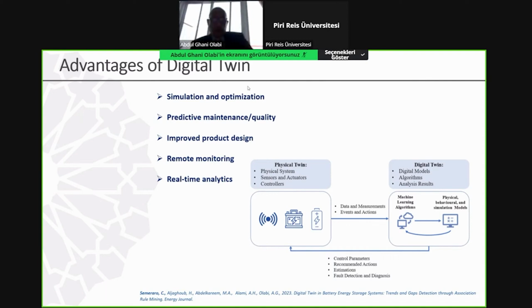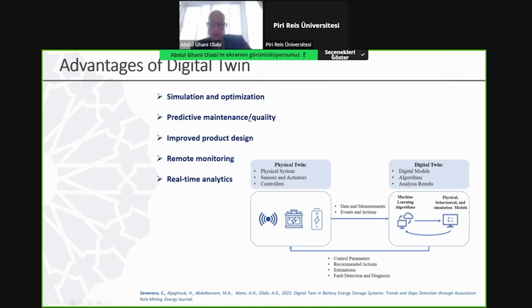Improve product design, because I'm looking at the virtual. If there is any issue, I might improve it, change the design, and I can check if I can change also something in the physical, and so it will lead to further or continuous improvement. Remote monitoring, so I'm monitoring the system always, and real-time analytics. Whatever I'm getting from the virtual is in real time, and I can feed it to the physical system and so on.